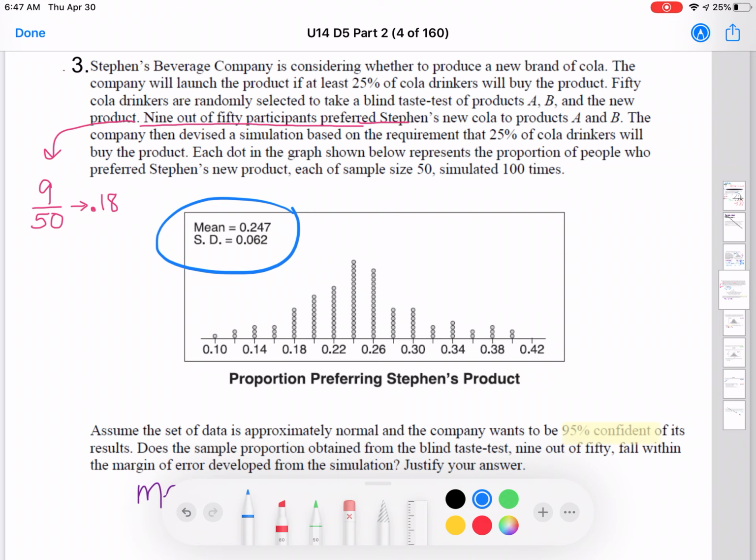So instead of going out and doing all these little random experiments with people, they're having a computer take this one sample and come up with what's called a simulation, where the computer will come up with the supposed data. It says each dot in the graph shown below represents the proportion of people. Remember, proportion, percent, probability. That preferred Stevens' new product, each of a sample size of 50, and then simulated 100 times. So the computer just did 100 samples. Okay, so I took 9 out of 50, and I just changed it over to 0.18 because I noticed that all of these are in decimal. So let's keep that information for a second and go down below.